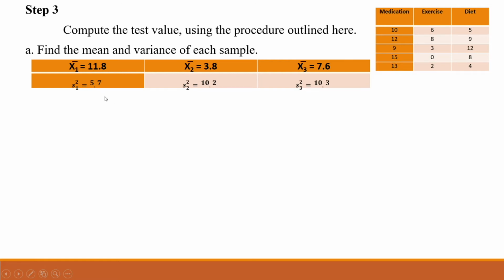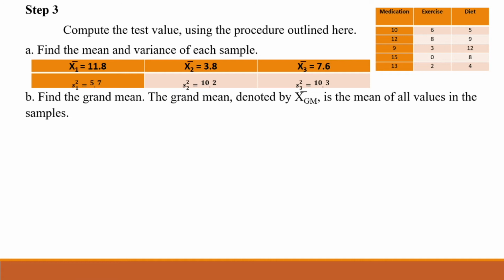Pag dating naman sa variance, ano ba yung formula ng variance? The summation of x minus x bar squared over n minus 1. Kaya nakuha natin yung variance sub 1, variance sub 2, and variance sub 3. So yung under medication ng variance is equals to 5.17. Sa exercise is 10.2 and sa diet is 10.3.